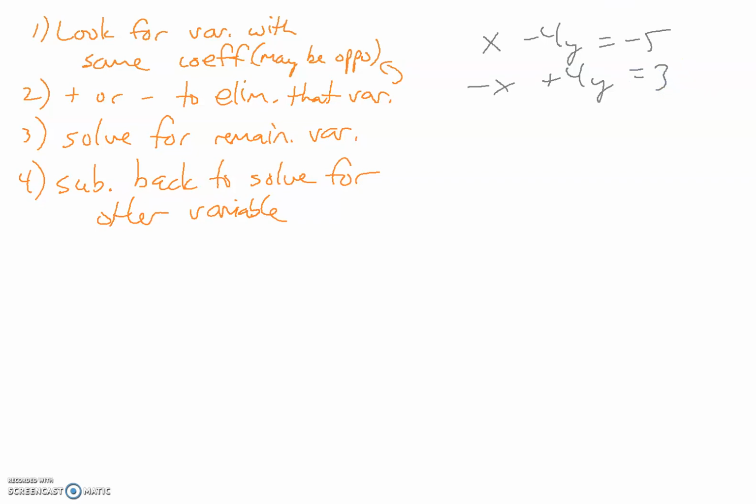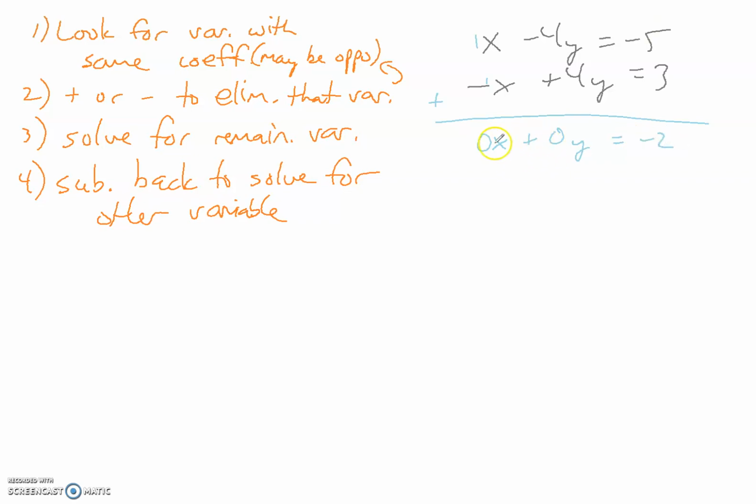All right, so a thing they have in common, well, there's 2 in common. You know, the x's have 1's in front, they have in common. The y's have 4's, they're in common. Okay, well, let's see what we can do here. Let's just try adding them together and seeing what happens. Well, if we add them together, x plus a negative x is 0x. Negative 4y plus 4y is 0y. And negative 5 plus 3 is negative 2.